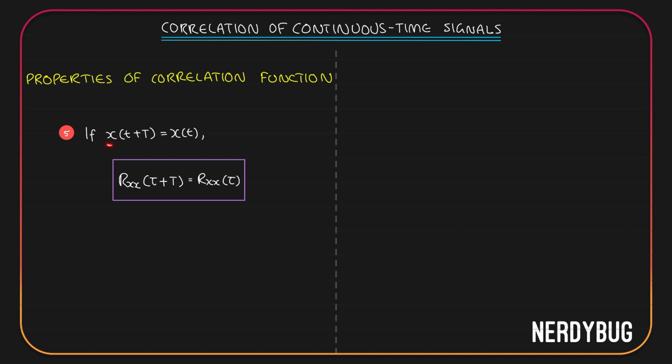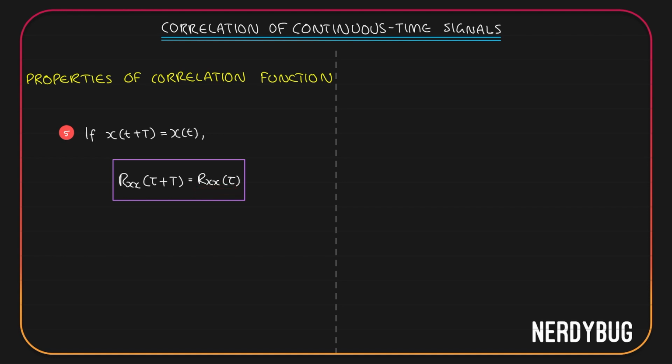According to the next property, if x of t plus T is the same as x of t, that is, x of t is periodic with a time period T, then its autocorrelation will also be periodic by T. That is, Rxx of tau plus T will be the same as Rxx of tau.